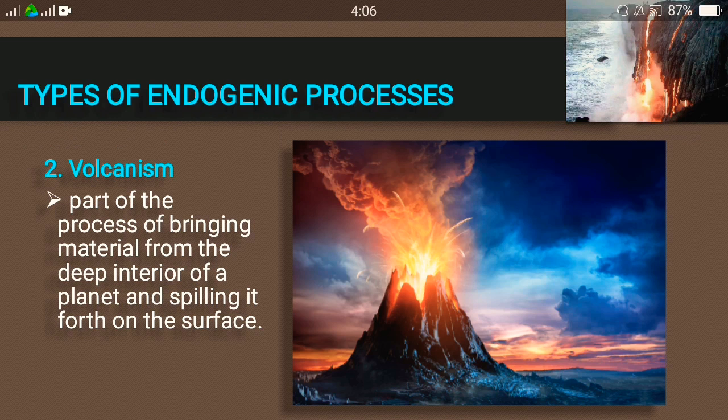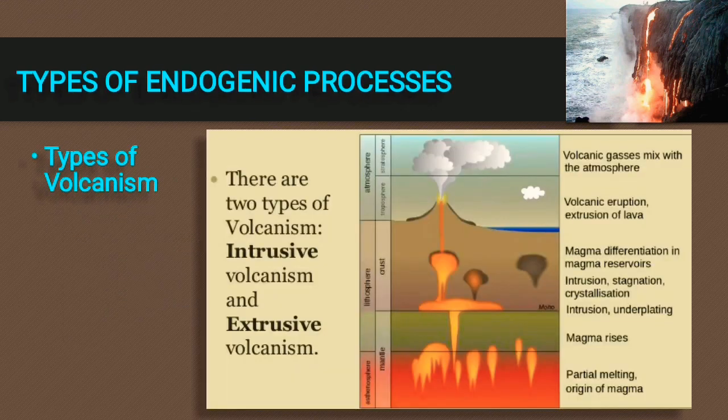Number 2, volcanism. It is any activity that includes the movement of magma toward or onto Earth's surface. Next, we have types of volcanism. There are two types of volcanism. We have intrusive and extrusive volcanism.